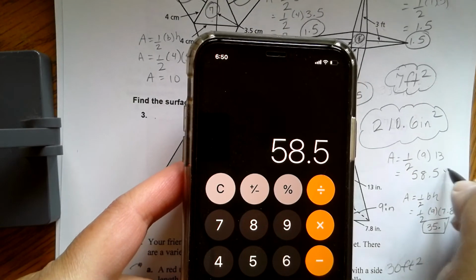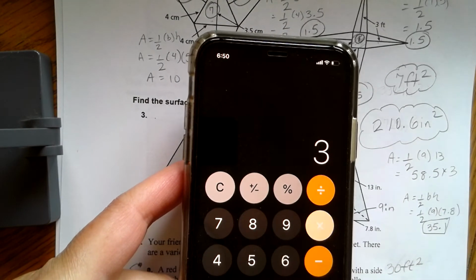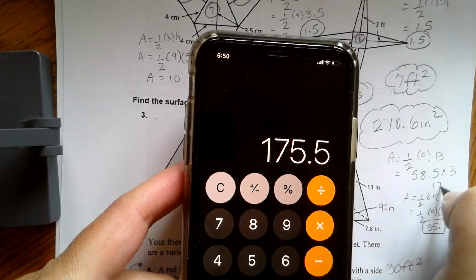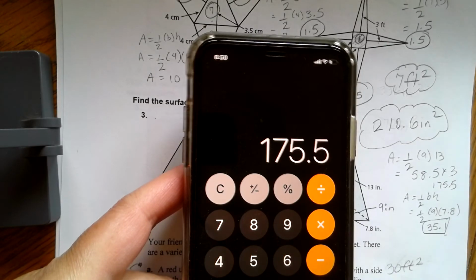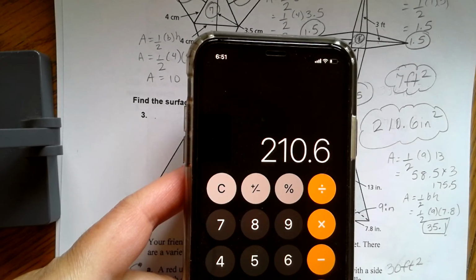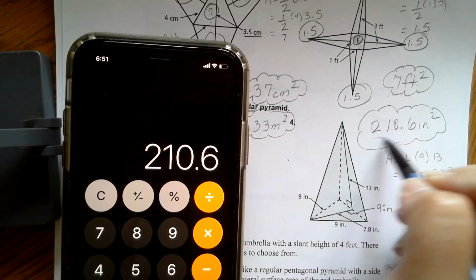So we have 175.5, and we're going to add our base, plus 35.1, and we have 210.6, which is the answer, and it's inches squared. So that's a surface area.